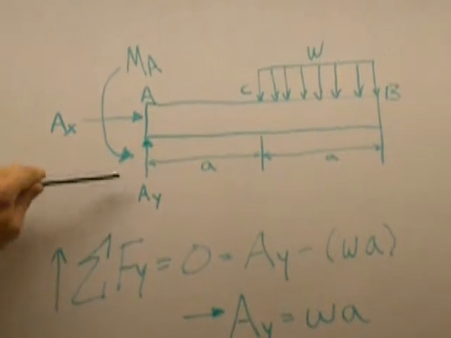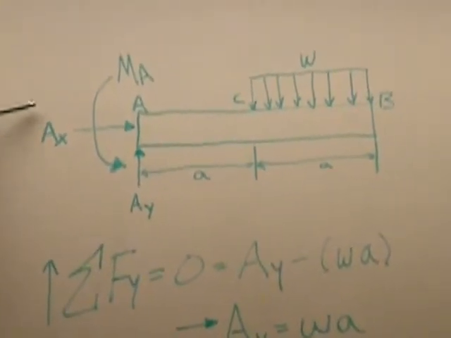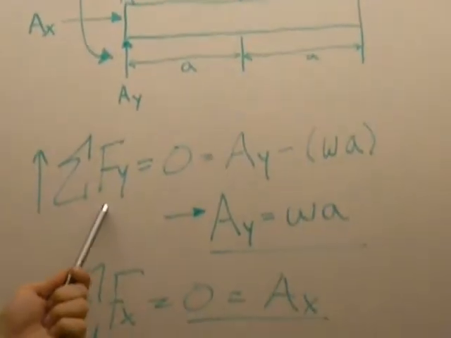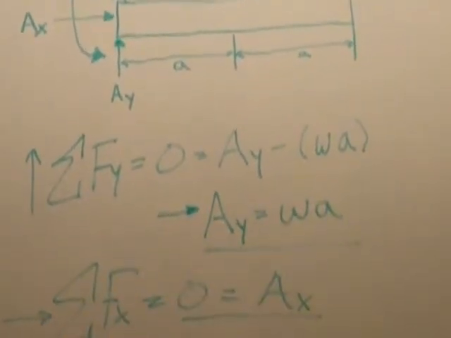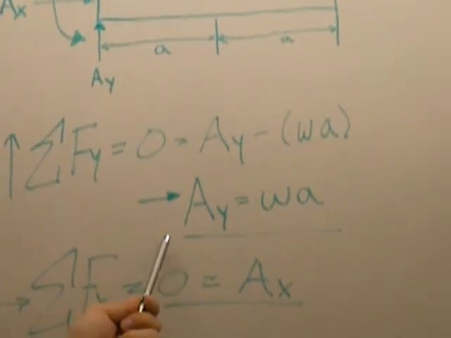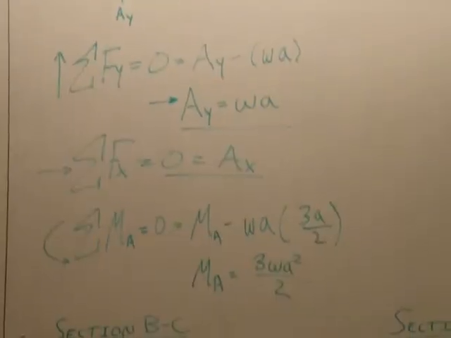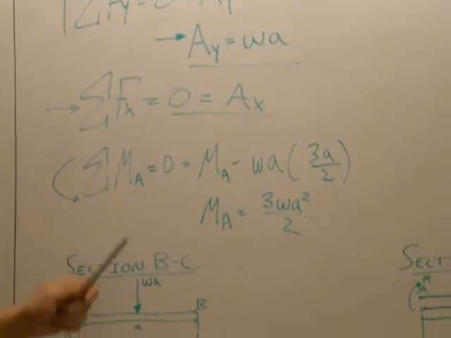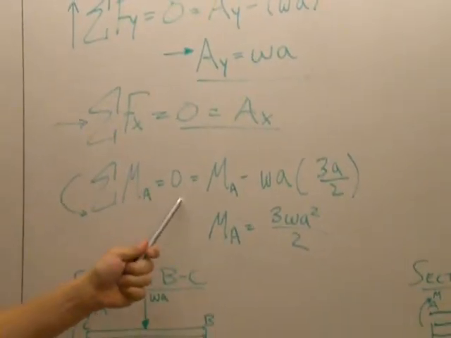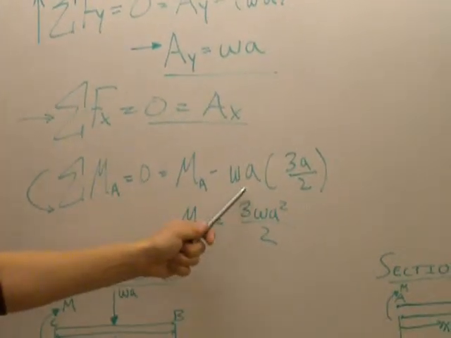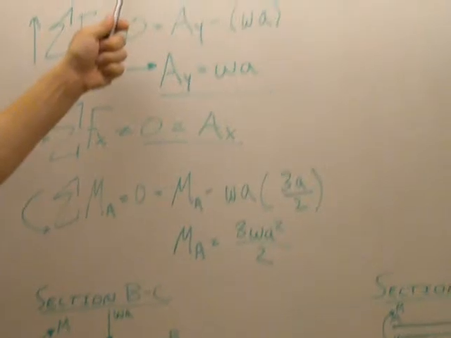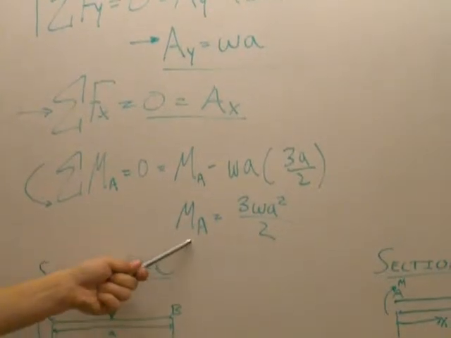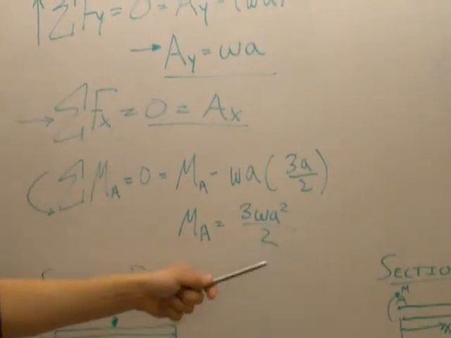So we have a vertical force of Ay, a horizontal force of Ax, and a moment at A. We sum the forces about Y, and we get Ay minus wa, so Ay is equal to wa. Next, we sum the forces about X, and we find that Ax is equal to 0. Next, we take the sum of the moments about A equal to 0, and we get MA minus wa times 3a over 2, which is a plus half of a, or a over 2. We come to the conclusion that MA is equal to 3wa squared over 2.